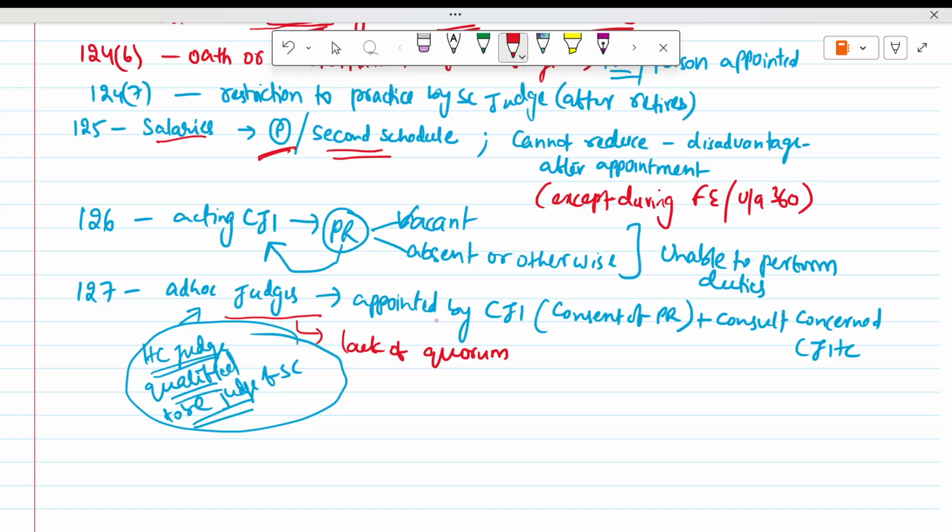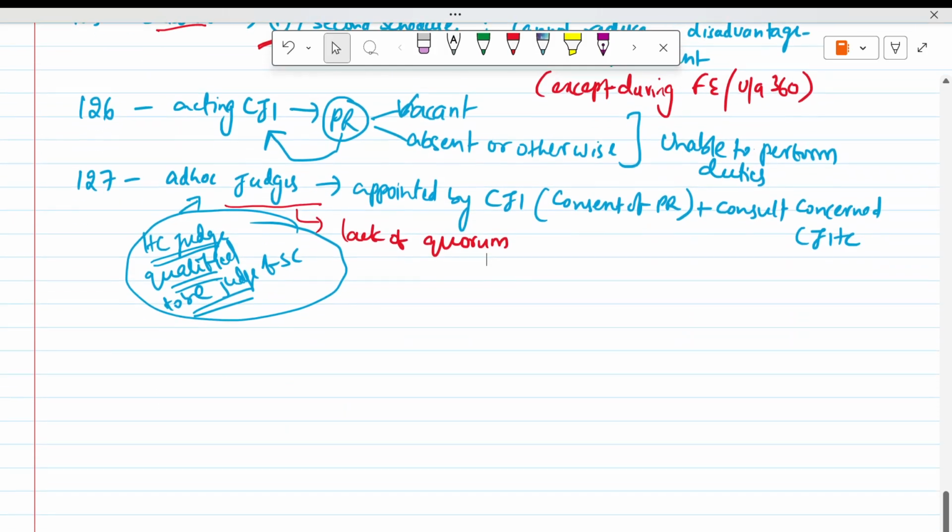Also, whenever a High Court judge is appointed as an ad hoc judge in the Supreme Court, he has to give priority to his duties as an ad hoc judge. Though he is a High Court judge and has now been appointed as an ad hoc judge, priority should be given to the work as an ad hoc judge, not as a High Court judge. This is Article 127, ad hoc judges appointed by the CJ.